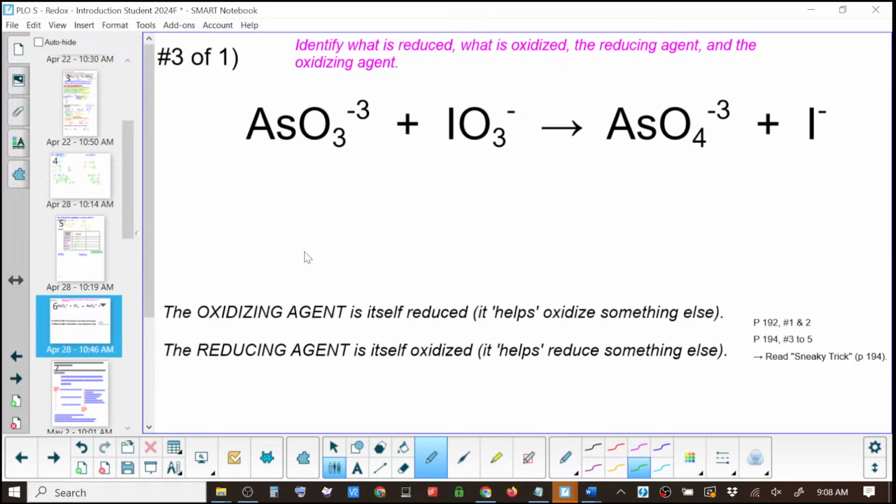Wait, I think we did this yesterday. Did we do these yesterday? Oxidation numbers? No, the little second page. Yeah, reducing the oxidizing agent. Are enough people close to that? I could ask you to stop.